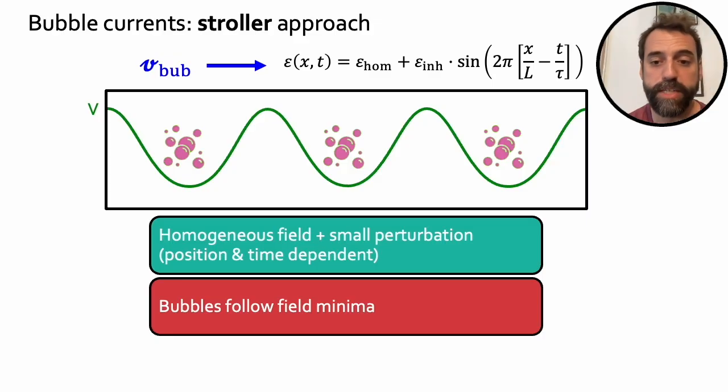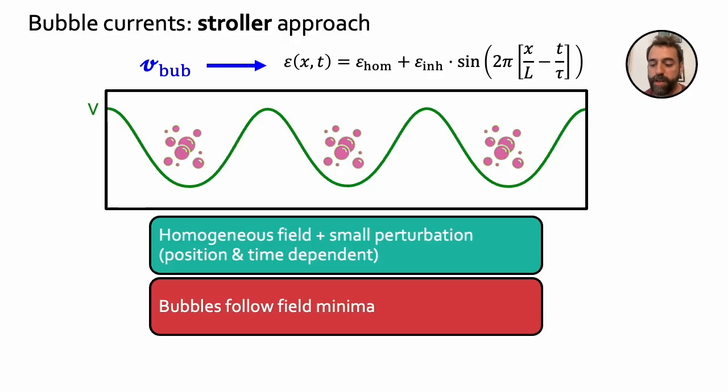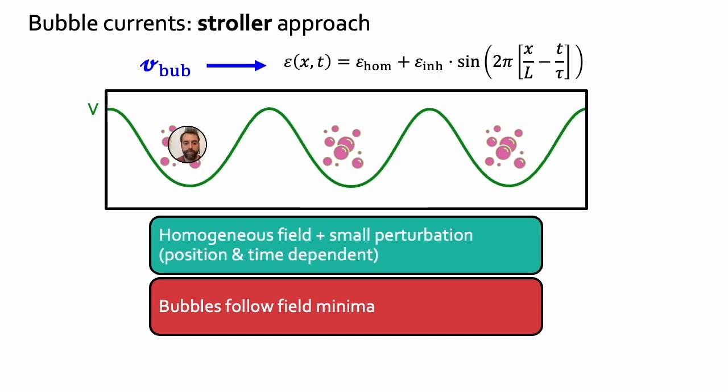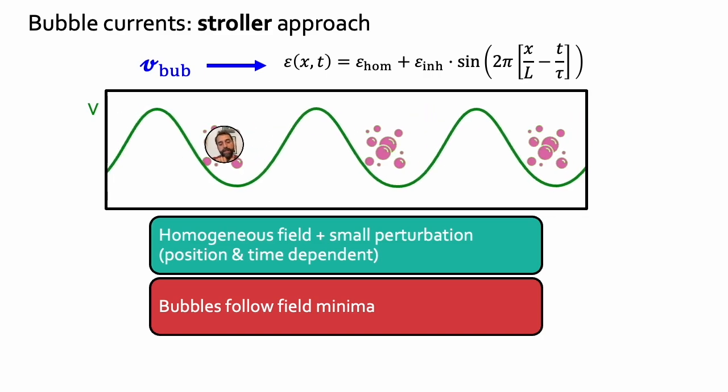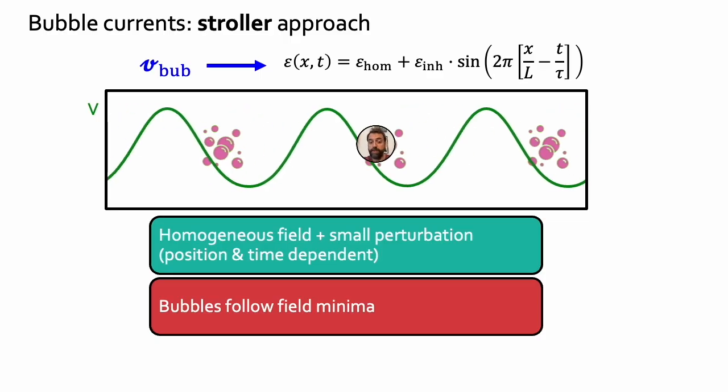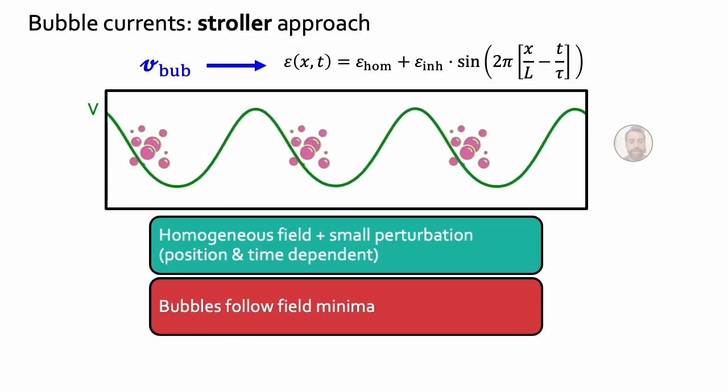And now what we will do is move this sinusoidal field as time goes by, in this case towards the right. We call this the stroller approach because the basic idea is that we put the bubble in a stroller, and now we start pushing the stroller with the hope that the bubbles will essentially follow this movement.